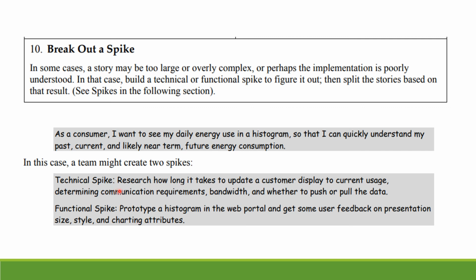What is a technical spike? Research how long it takes to update a customer display to current usage, data mining, communication requirements, bandwidth, and whether to push or pull the data. So these are the technical spikes. A functional spike may be to prototype a histogram in the web portal and get some user feedback on the presentation size, style, and charting attributes. Right? That's how we can split technical and functional spikes.